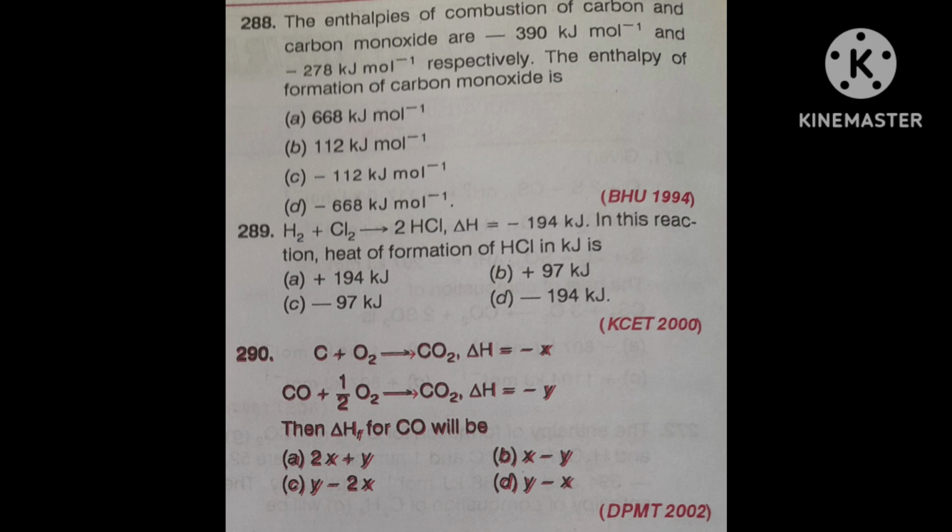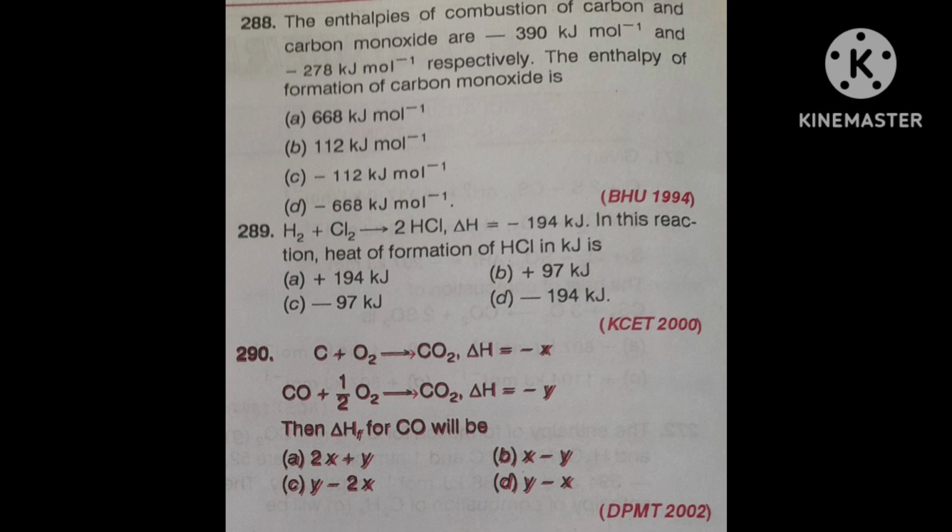Its correct answer is minus 97 kilojoule. How? Now I am telling you, this option C is correct, minus 97 kilojoule. Now I am telling you how this answer will come.